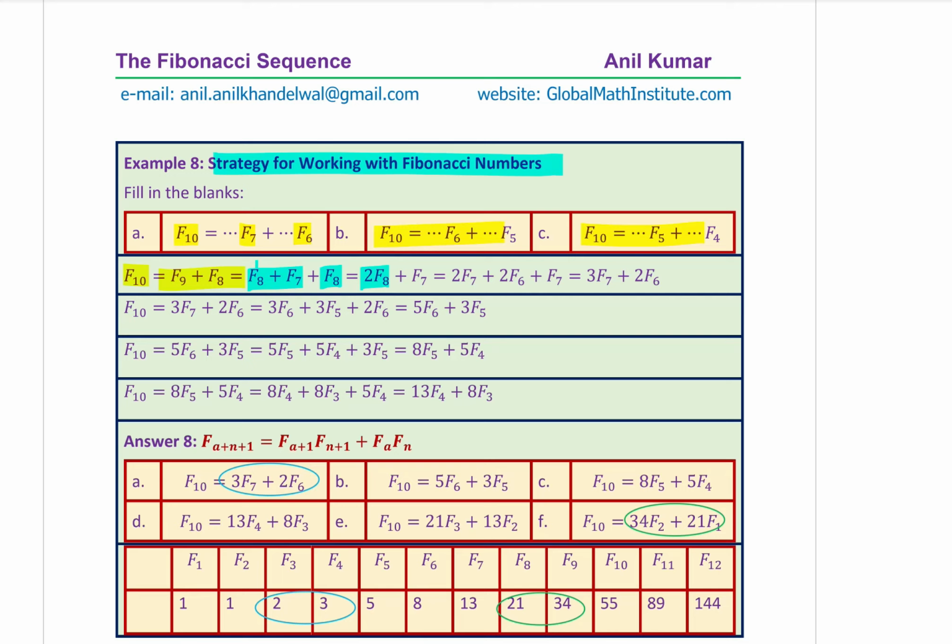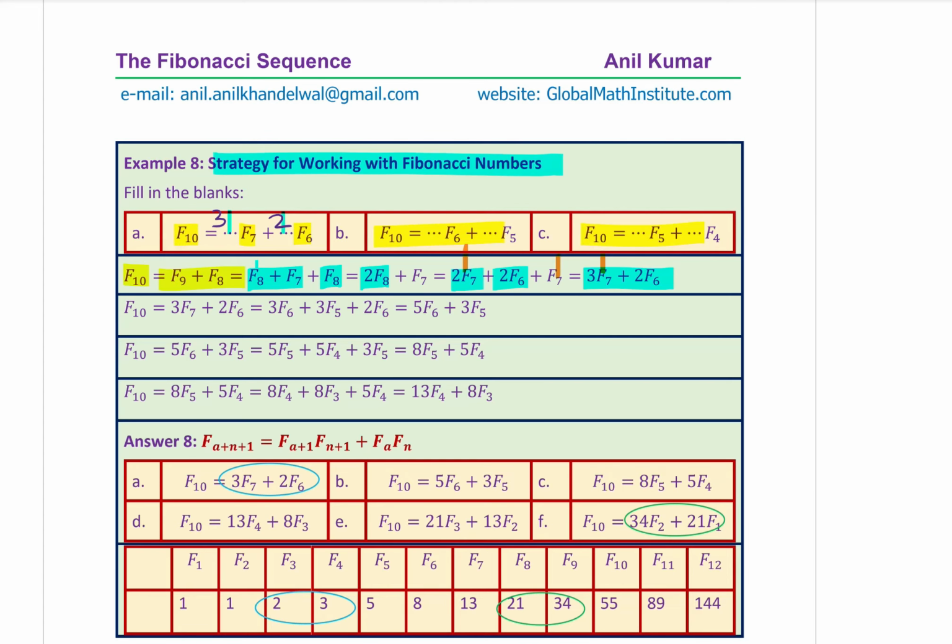And then again, we're going to now expand these numbers. F of 8 can be written as a combination of 7 and 6, and those will be 2 times, right? 2 times f7, 2 times f6. Now again, what you notice is that this f7 and this f7 combine. So you get 3 times f7 plus 2f6. Do you get it? So we get 3 times f7 plus 2f6. So that is the first answer here. We get the answer which is 3 times f7 and 2 times f6.